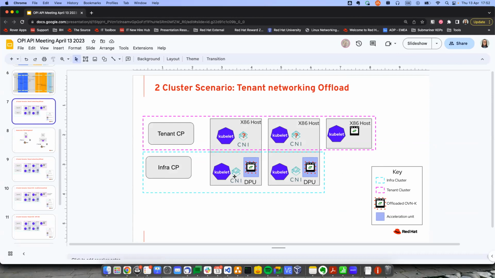We also need to consider, as was mentioned just there, that we want to be able to run workloads on the infra clusters as well. So they will potentially have their own CNIs running down on the ARM cores alongside the offloaded tenant networking. Does that help people visualize the problem a bit better?